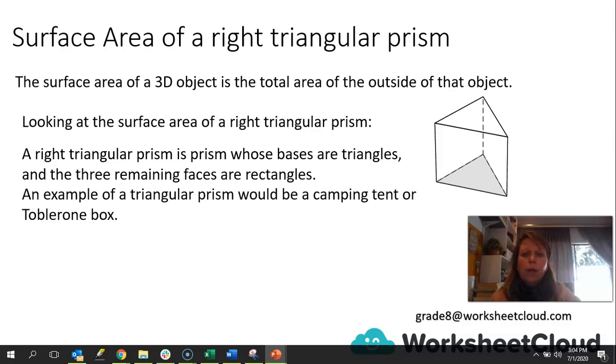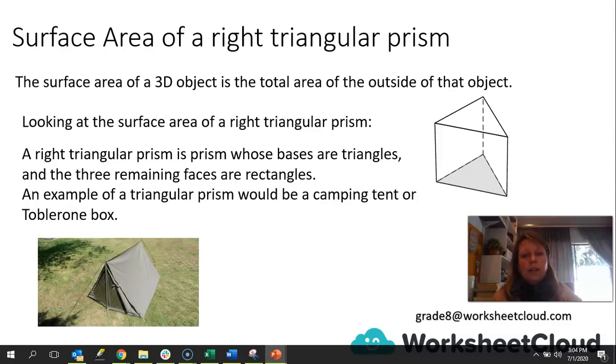Okay, so an example of a triangular prism in real life would be a camping tent or a Toblerone box. Quite exciting, you can do maths with a chocolate. So there's a picture of a tent. As you can see, that's a triangular prism. There's the triangular base and the one on the other side, and there's a rectangle. The bottom is a rectangle and the other side is a rectangle. And again, there is a Toblerone, same thing. There you have a triangular base, the same thing on the other side, and then you will have three rectangles that make up the lateral faces.